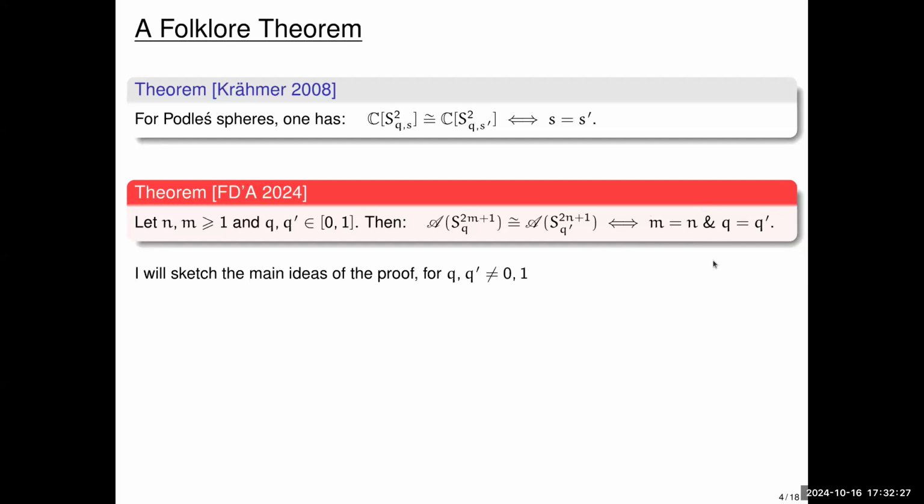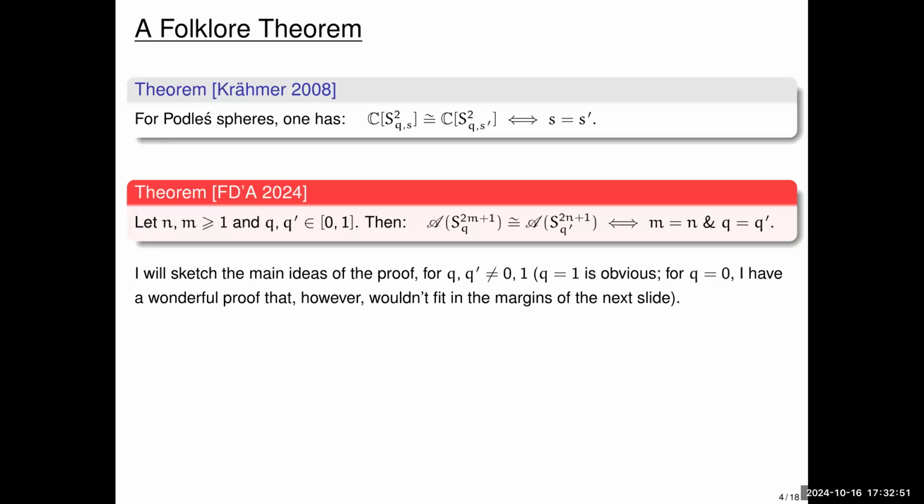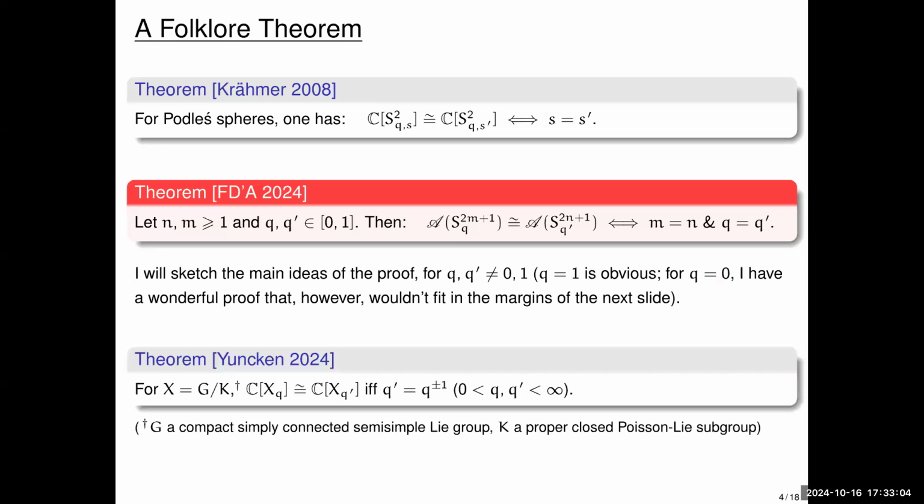I try to sketch the main idea in one slide when the parameters are not 0 and not 1, because these are singular cases. When the parameter is 1, it is trivial because the algebra is commutative, and if these two algebras are isomorphic and one is commutative, the other must be commutative too. So for q equal to 1, there is nothing to prove. For q equal to 0, there is something to prove, but I am excluding it because I have a wonderful proof that wouldn't fit in the margin of the next slide. So to put everything in one slide, q equal to 0 is excluded. It's not very different, it's just a bit long.